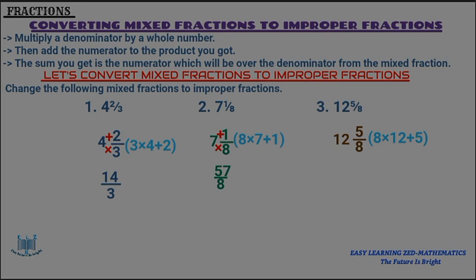So 8 multiplied by 12 will give us 96. Then 96 plus 5 will give us 101. Then 101 will be over the denominator in the mixed fraction, which is 8. 8 is the denominator in that mixed fraction, and will also be the denominator in this improper fraction. So 101 over 8 will be our improper fraction. So converting 12 5 over 8 to an improper fraction will give us 101 over 8. Basically, this is how you convert mixed fractions into improper fractions.